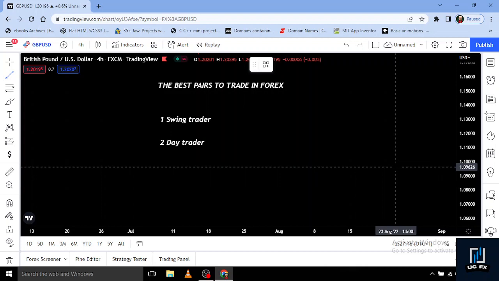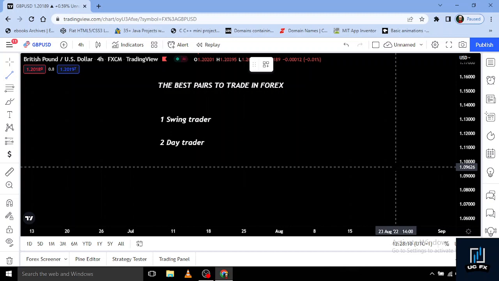So focus only on either the USD pairs or the JPY pairs. Don't do both, to avoid confusion. Just like I said, focus on either the USD pairs or the JPY pairs. Out of the USD pairs, you can actually choose 3 or 4 of them, or if you focus on the JPY pairs, you take 3 or 4 of them.